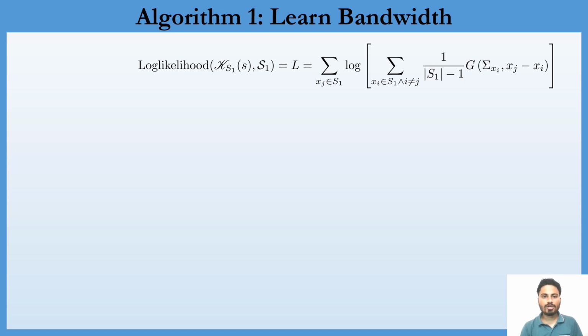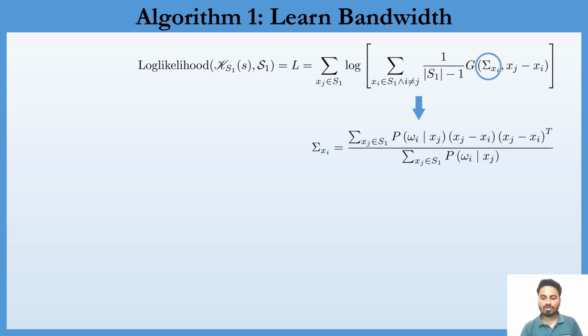Now let us see how to calculate the optimum bandwidth values. So this is the log likelihood function as I have introduced earlier. The only parameter for this function is the bandwidth. So we have to maximize the log likelihood function L with respect to bandwidth. In order to do this, we differentiate the log likelihood function with respect to bandwidth and equate it to 0. After doing so, we get this formula for the bandwidth.